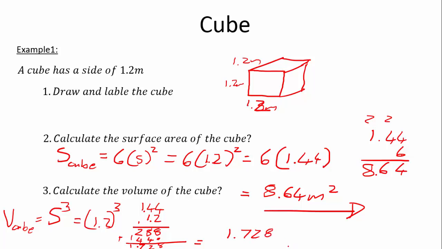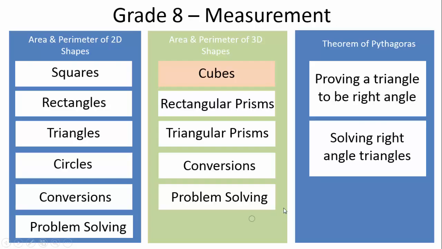So that is equal to 1.728. And is that our answer? No, it must be meters cubed. Don't forget that. And that is our answer right there. Well done, grade 8s. We're going to move on to rectangular prisms.